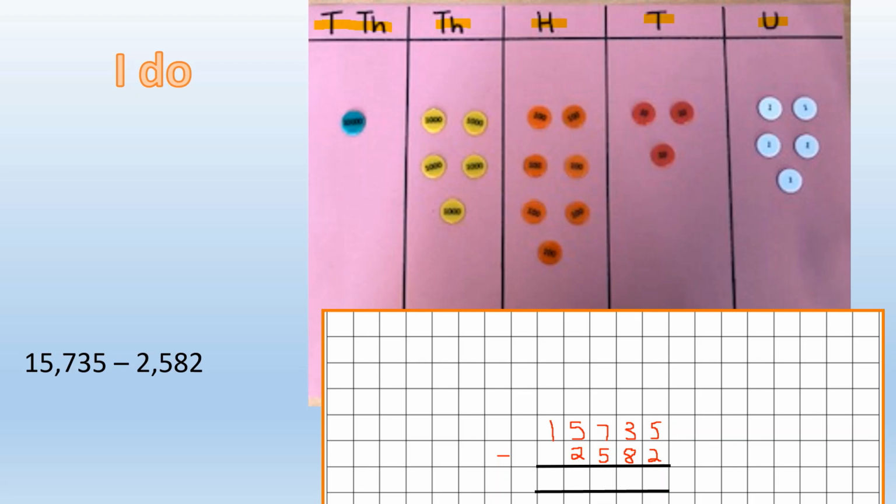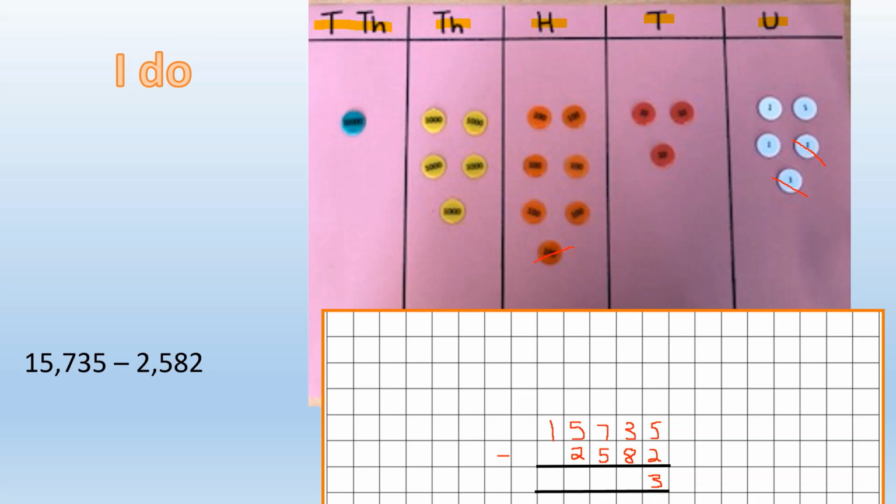away the bottom number. Starting with 5 then, I need to take away 2. 1, 2, and I'm left with 3. Now let's look at the tens. Top number, take away bottom number. I currently have 3 tens and I need to take away 8 tens. I can't do that, I only have 3 tens. So I need to now look to the column next door, which are the hundreds, and I need to exchange 100 for 10 tens.